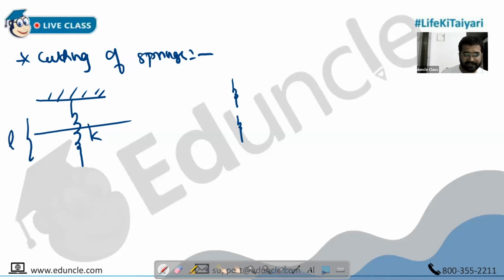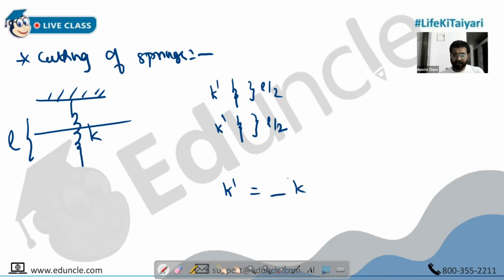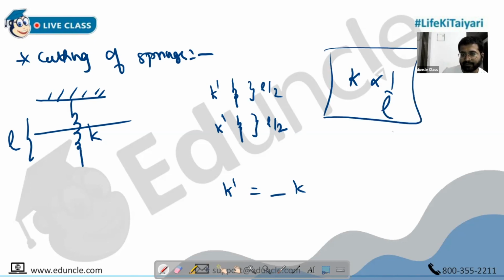Initially, let's say this was L. So this becomes L by 2, and this becomes L by 2. Let's say this is now K dash, and this is also K dash. So what is the value of K dash in terms of K? 2K. Yes, perfect. So K is inversely proportional to length. Please remember, K is inversely proportional to length.